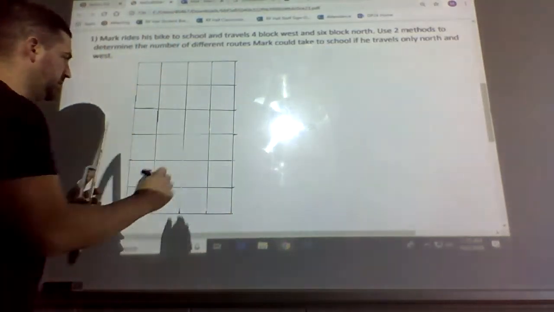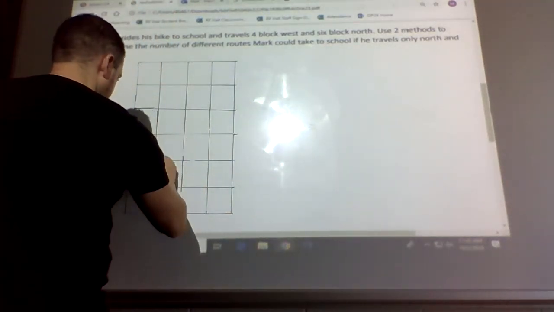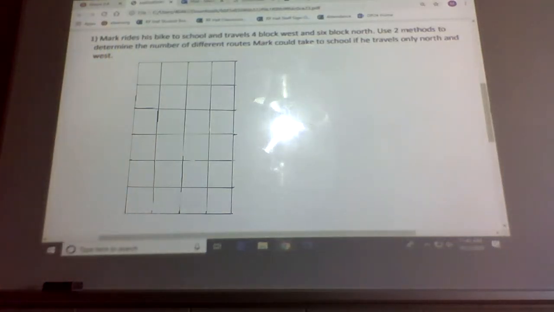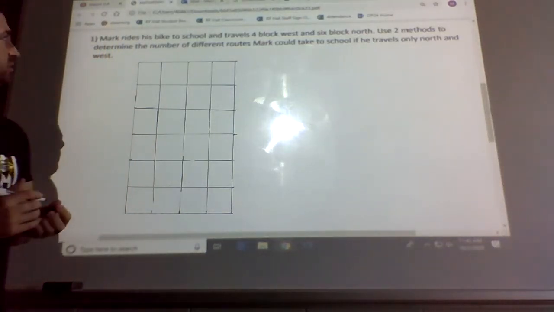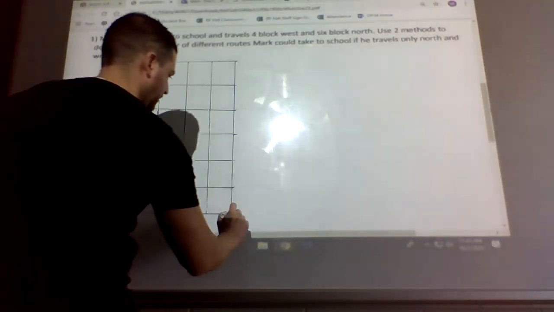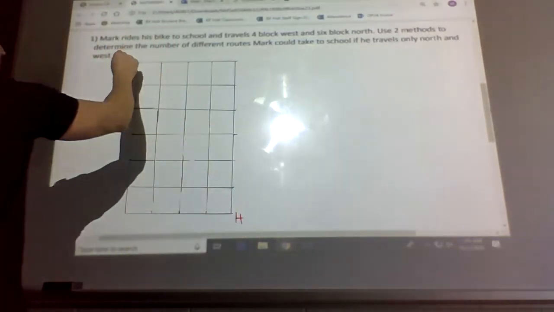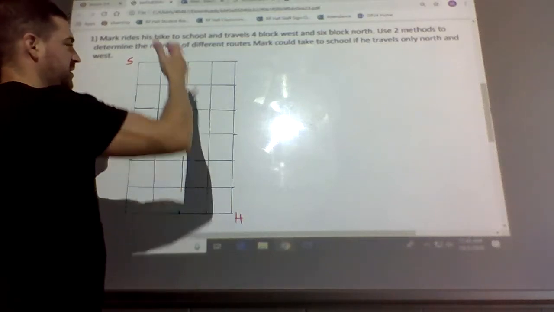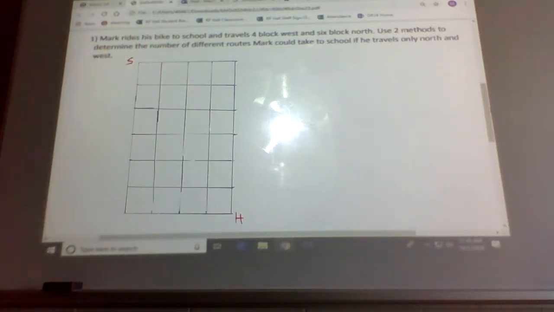Okay, so pretend that these are the blocks. He rides his bike to school, so he gets started at home, and then school is over here. So he has 4 blocks west and 6 blocks north.